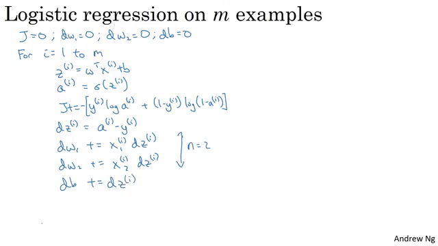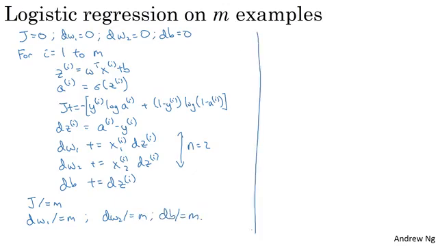And then finally, having done this for all m training examples, you would still need to divide by m because we're computing averages. So dw1 divide equals m, dw2 divide equals m, db divide equals m in order to compute averages. And so with all of these calculations, you've just computed the derivatives of the cost function J with respect to each of your parameters w1, w2, and b. Just a couple of details of what we're doing.